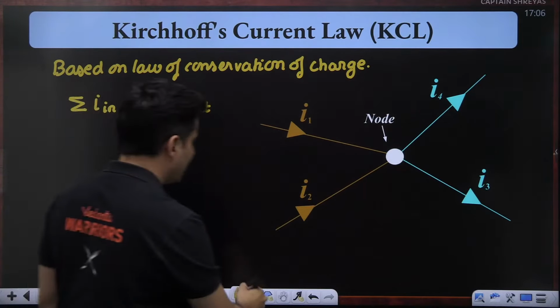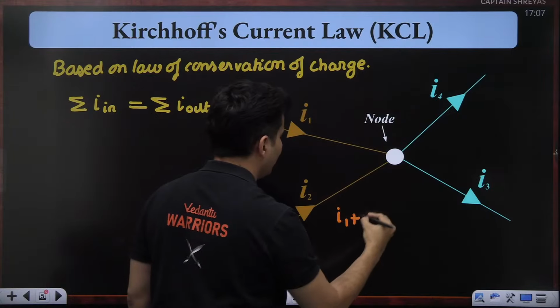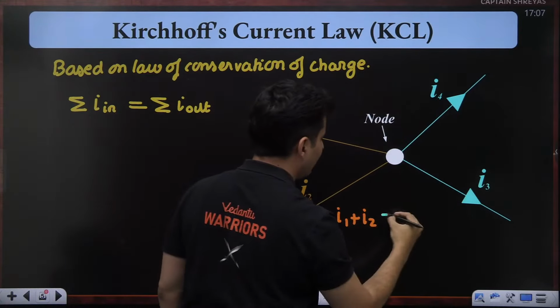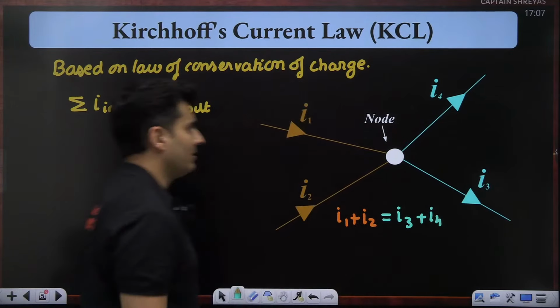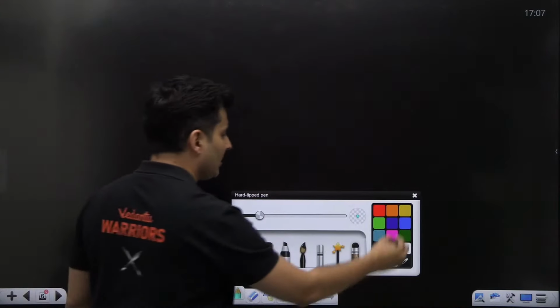In this particular example, whatever current is entering in is I1 plus I2. Whatever current is exiting out is I3 and I4. So I1 plus I2 will be equal to I3 plus I4, as simple as that. This is called Kirchhoff's current law. There could be simple examples based out of it.